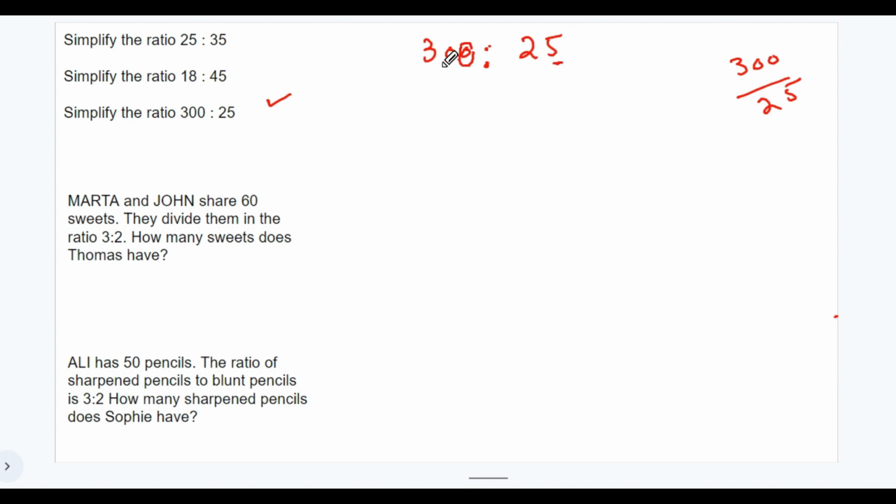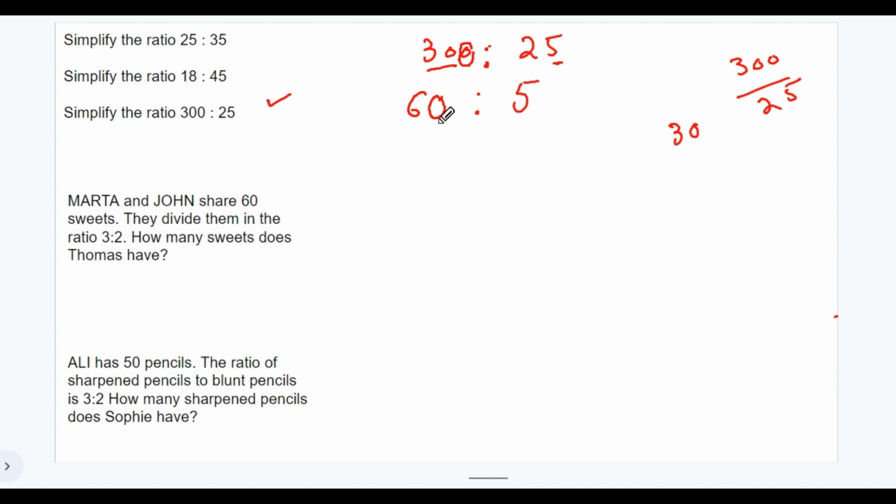It means we can divide these numbers by 5. So I am dividing 30 by 5. That means 5 times 6 is 30, and this 0 will be copied as it is. And then 5 times 5 is 25.